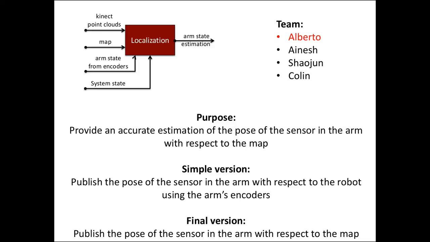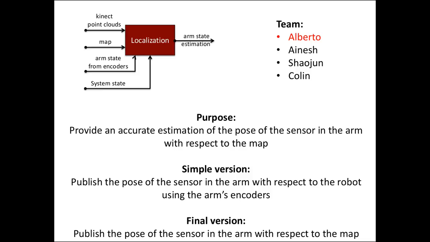So the first model was the one that I was thinking about when I decided to do the state machine, which is the localization model. The purpose of this model is to provide an accurate estimation of the pose of the sensor in the arm with respect to the map. So it's not exactly the purpose that Costas has proposed. We still didn't fully agree on how this would work, but that's my proposal. I hope when I explain the other parts of the system, you see why I'm proposing this type of localization.